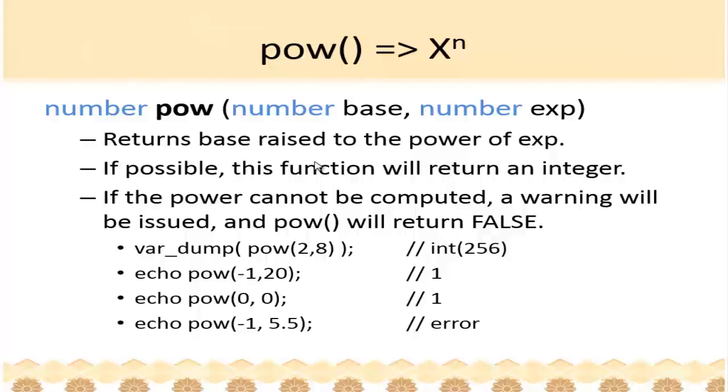You know very well, base to the power n. So if you want to get 2 to the power n, this is what you are going to get. This is equivalent to saying 2 to the power 8. And similarly, minus 1 to the power 20. If it is an odd power, it's going to be minus 1. 0 to the power 0 is 1. This is going to be minus 1 to the power 5.5. If PHP cannot calculate it, it will give a false value and raise an error saying that it cannot do this value.